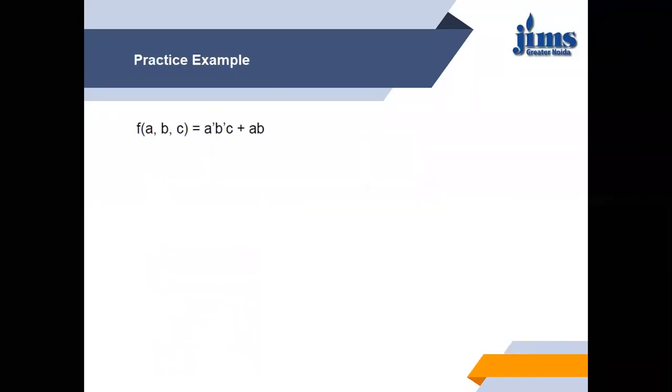So again, you can have a practice example. Implement this particular Boolean function with the help of a 4:1 mux. This will be a home assignment for you all, and you have to solve this and implement it using a 4:1 mux.